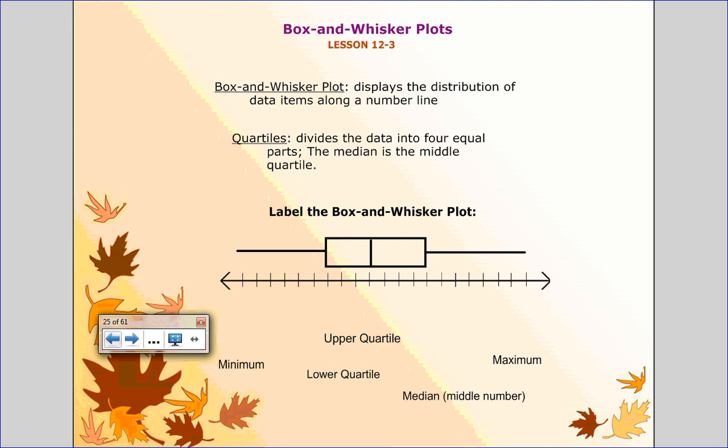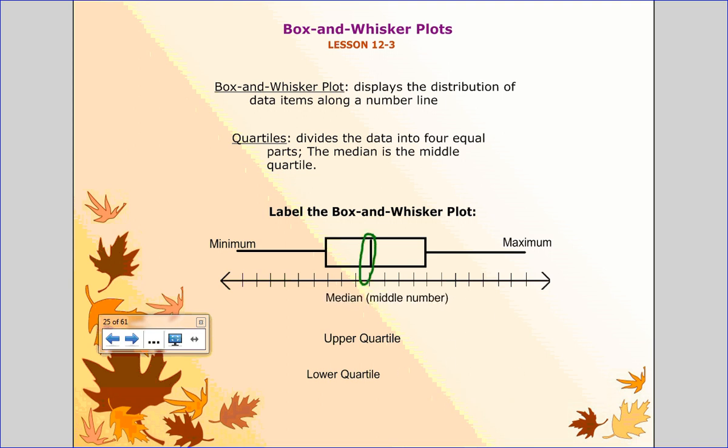It divides the data into 4 equal parts, with the median being the middle. So here we could label a Box-and-Whisker Plot. At the end would be the minimum, the minimum score of all the data. On the opposite end would, of course, be the maximum, the highest score. Then we have the median, the middle number, plotted right here. You put a point, and usually they put a line through it as well. So that's considered the median. And then from there, we have the lower and upper quartile. The lower quartile is this line right along here, while the upper quartile is this line right there.